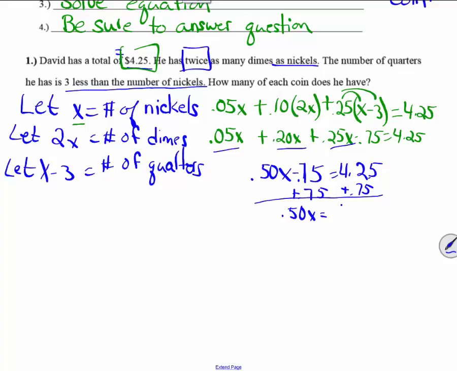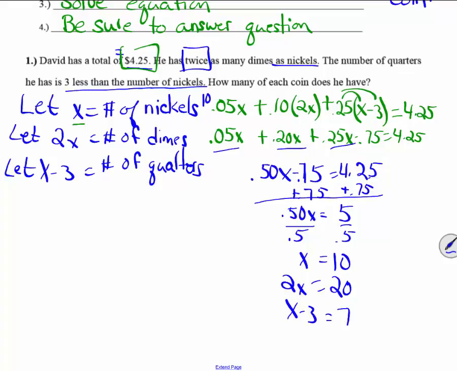So now when I put that together, that gives me 5 divided by 0.50. So that gives me 10. So that means that I have 10 nickels, right? I have 2 times 10, I have 20 dimes, and x minus 3, I have 7 quarters. And if you were to go through and actually figure out how much that is worth, it should give you your $4.25. All right, let's try another one.